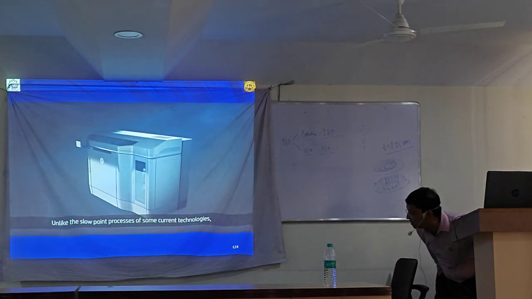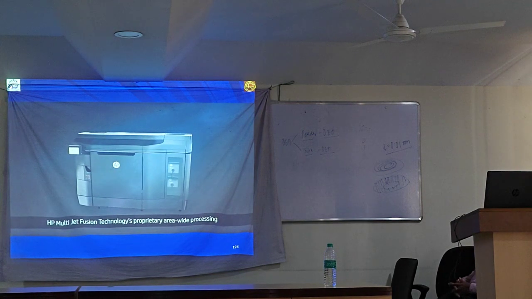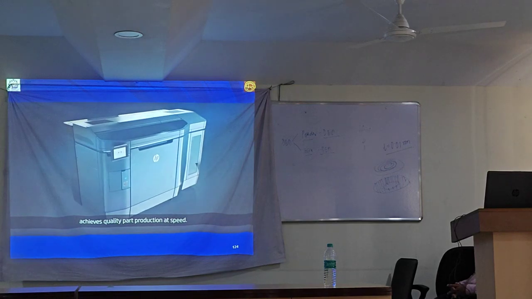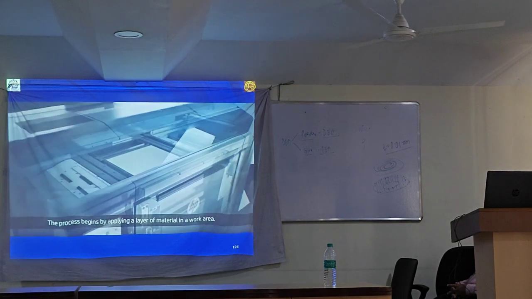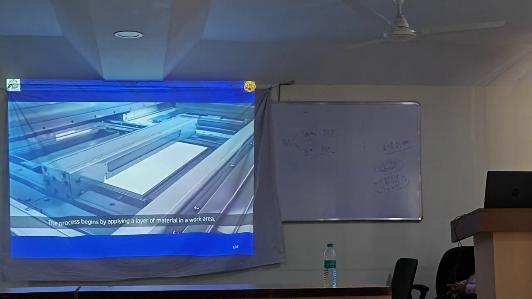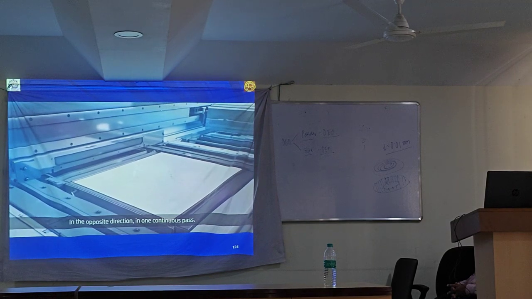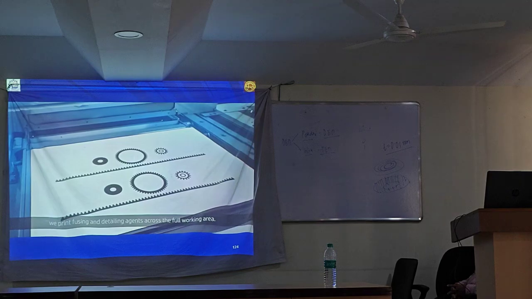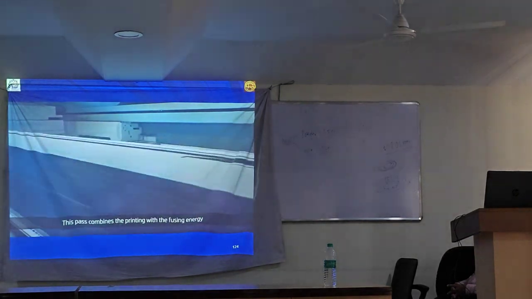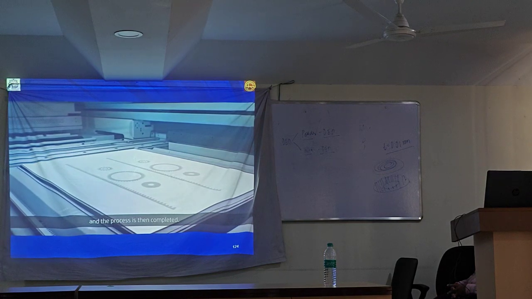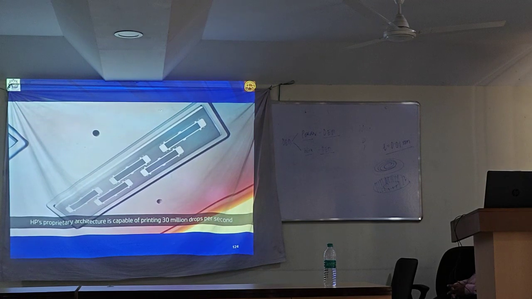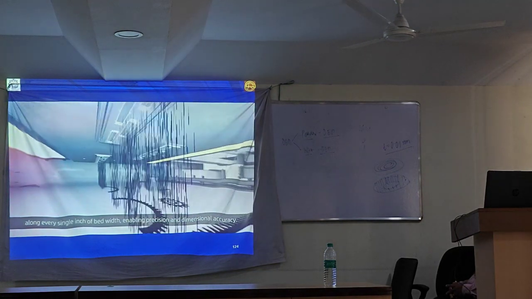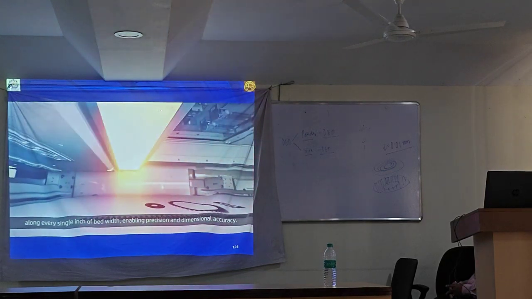Unlike the slow print processes of some current technologies, HP multi-jet fusion technology's proprietary area-wide processing achieves quality part production at speed. The process begins by applying a layer of material in a work area. In the opposite direction, in one continuous pass, we print fusing and detailing agents across the full working area. This pass combines the printing with the fusing energy, and the process is then completed. HP's proprietary architecture is capable of printing 30 million drops per second along every single inch of bed width, enabling precision in dimensional accuracy.